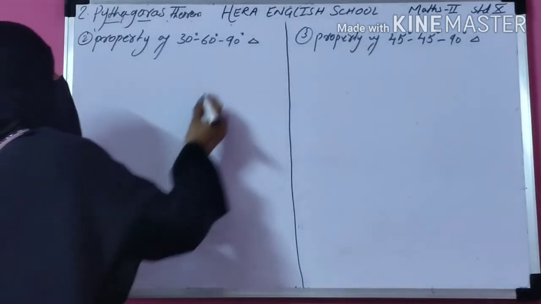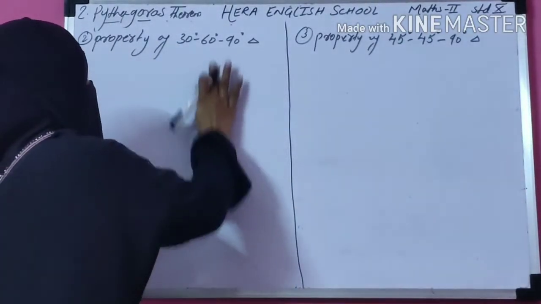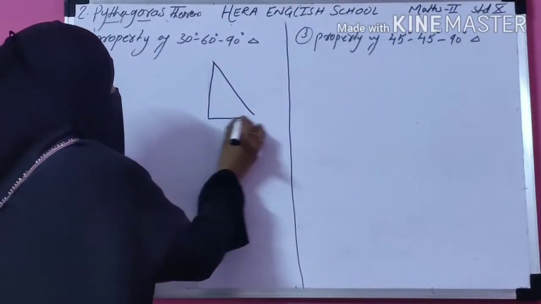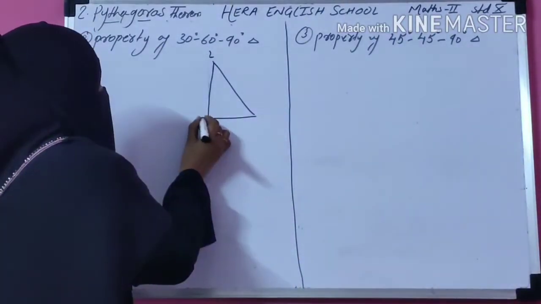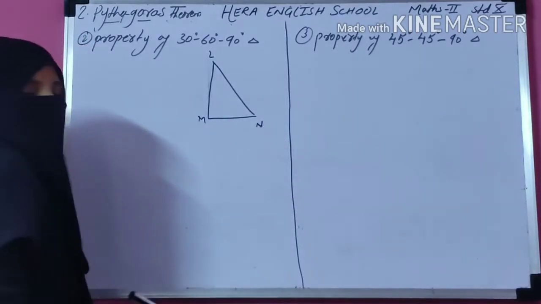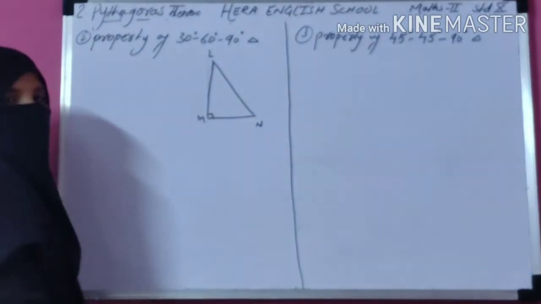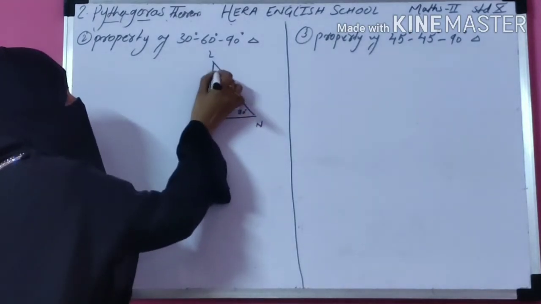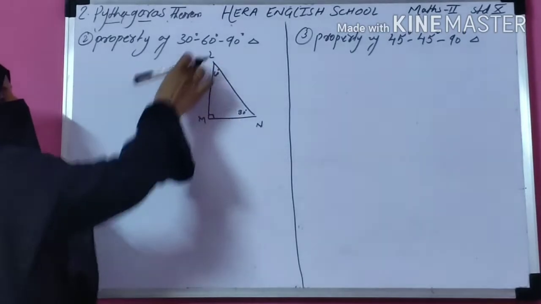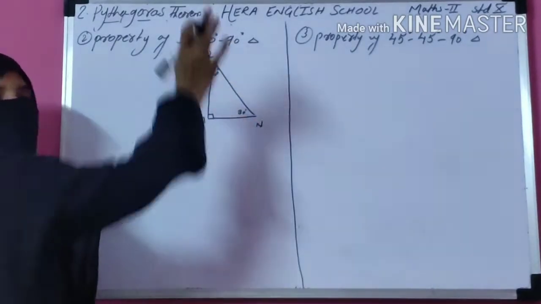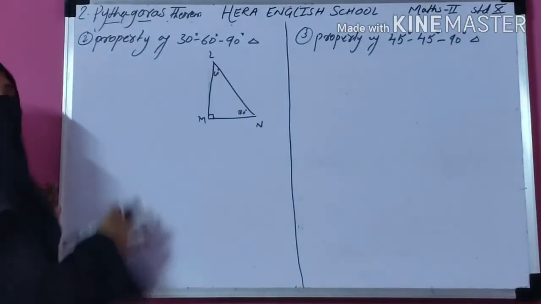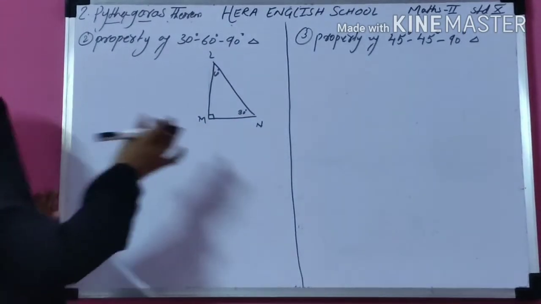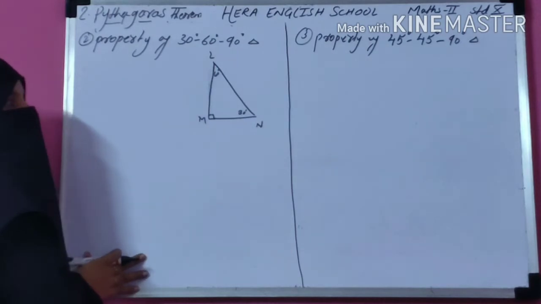Okay. Suppose the triangle is LMN, a right angle triangle LMN. In that, angle M is 90 degree, angle N is 30 degree and angle L is 60 degree. So this triangle LMN is a 30, 60, 90 triangle. So what is the property? The property of the sides. What is the property of this type of triangle?